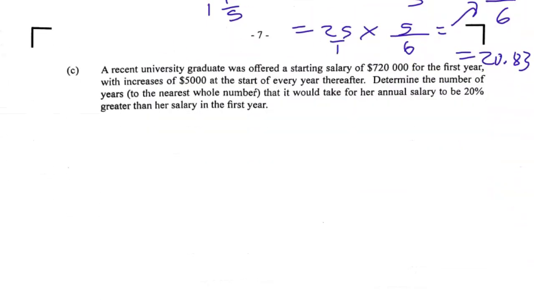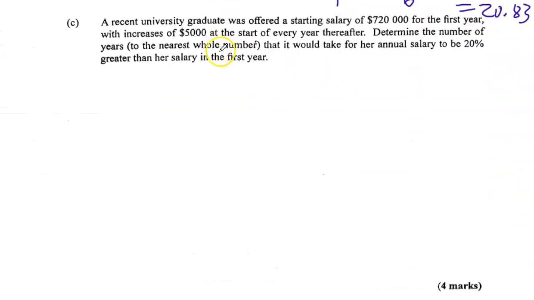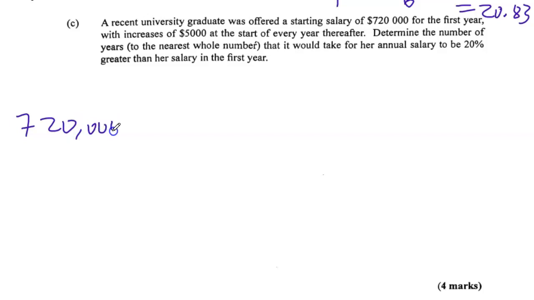Part C. A recent university graduate was offered a starting salary of $720,000 for the first year, with increases of $5,000 at the start of every year thereafter. So $720,000 would be the salary for the first year. In the second year, with incremental increases of $5,000, it is now $725,000.